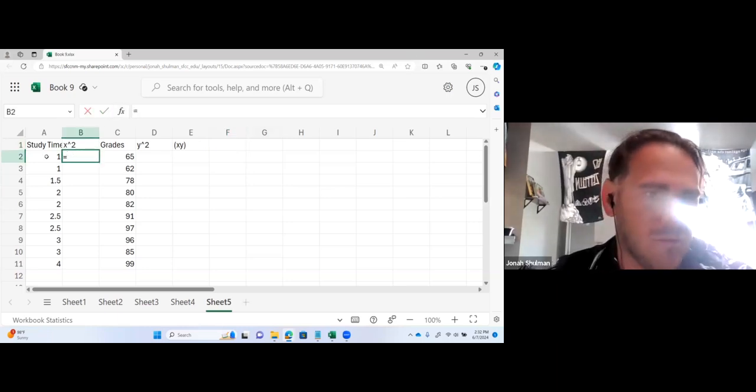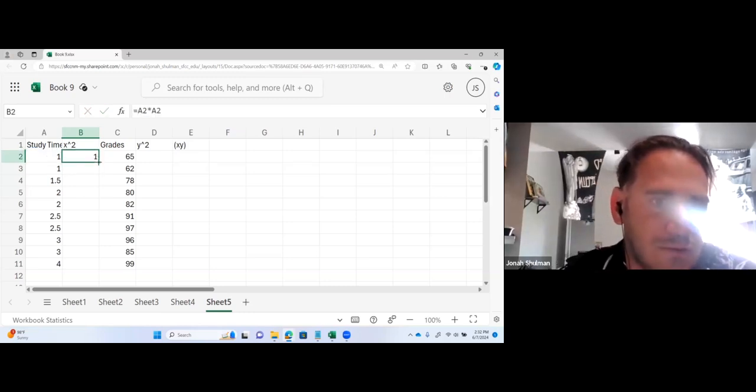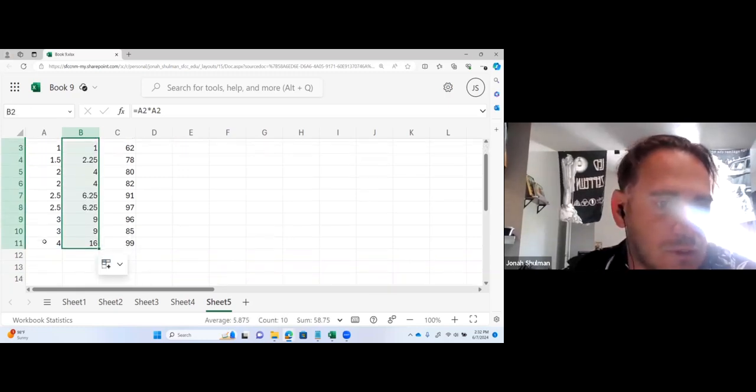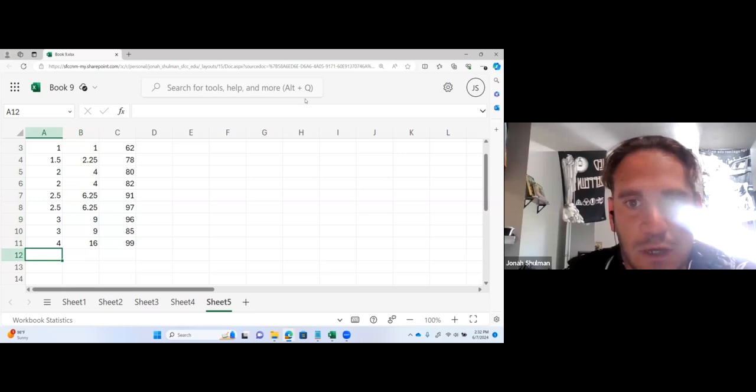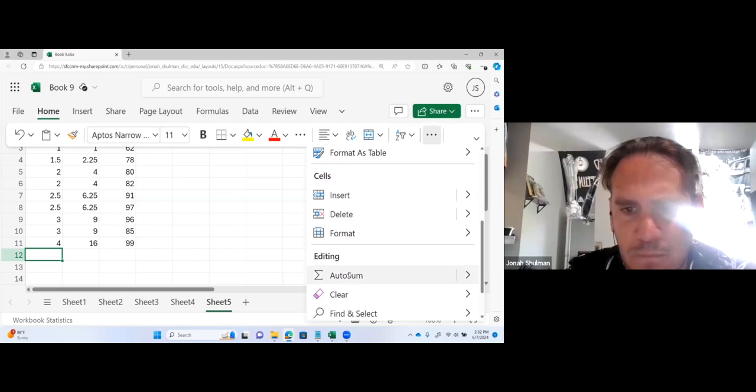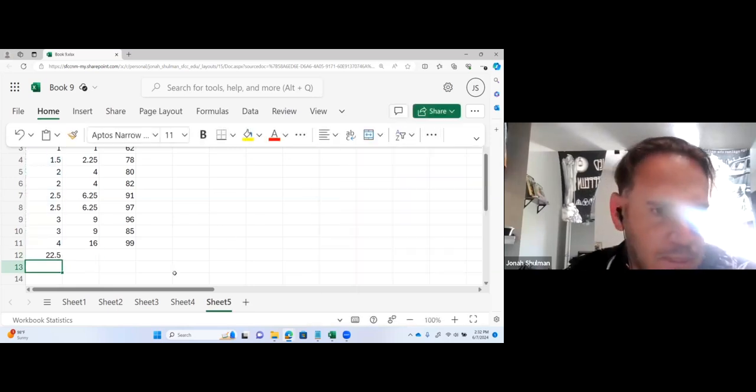How am I going to square this? I'm going to do 1 times, I'm just going to do times itself. That's squaring it. Cool. Now, if I drag this down, they're all going to get squared. Magic. Perfect. And we have to sum all these. So I'm going to have a little sum at the bottom for each term. So I'm going to get a little sum, auto sum, boom.